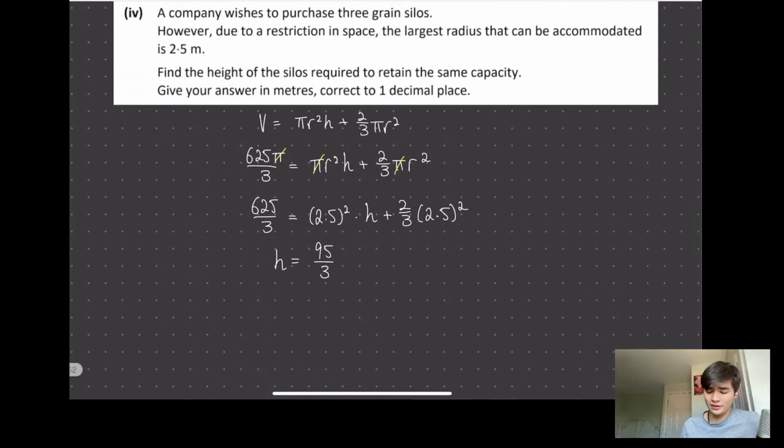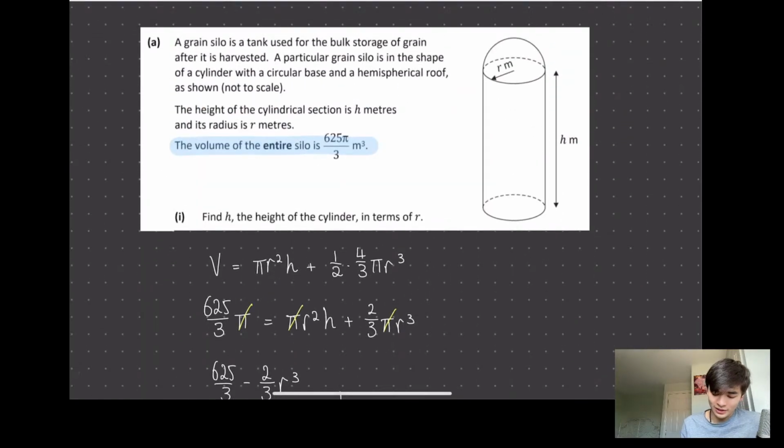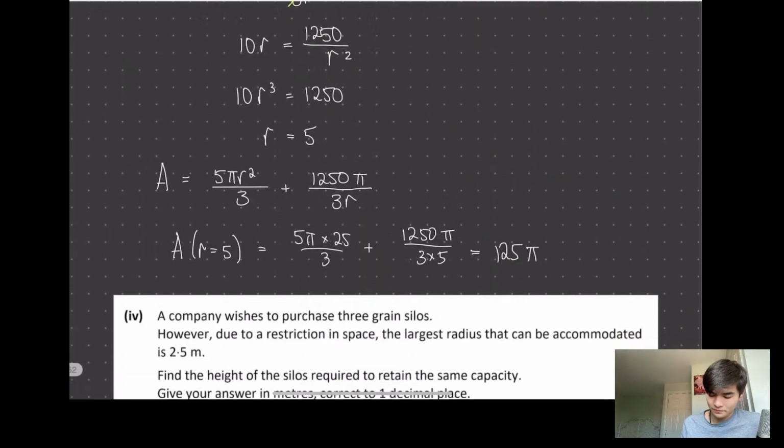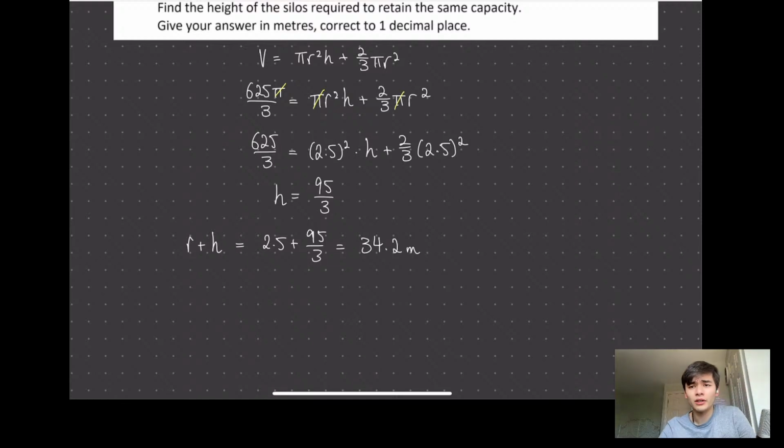And it asks for the height of the silo, which is very, very mean, because the actual full height of the silo is that, where we have a radius and the actual height. So you have to pay close attention to these questions. So what we can do is say r plus h, so 2.5 plus what we just found, which is 34.2. Okay, correct to 1 decimal place.